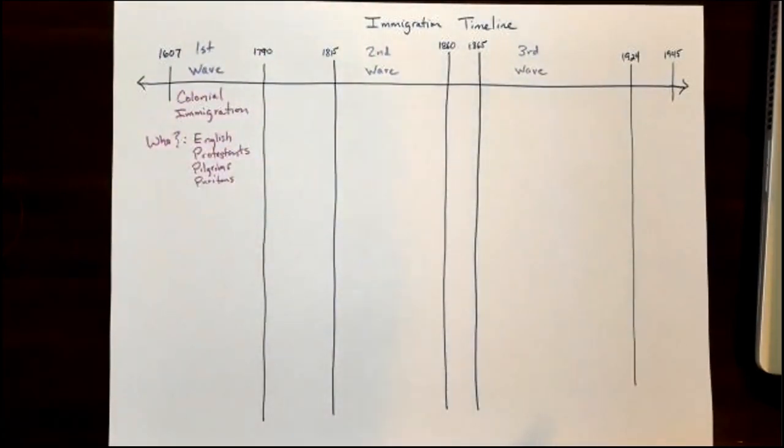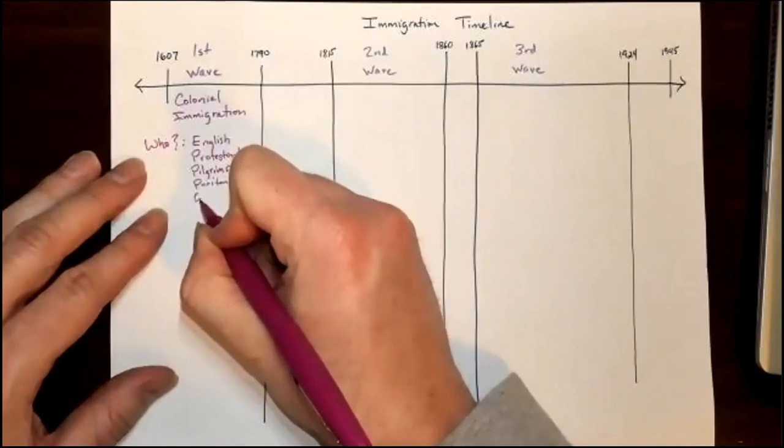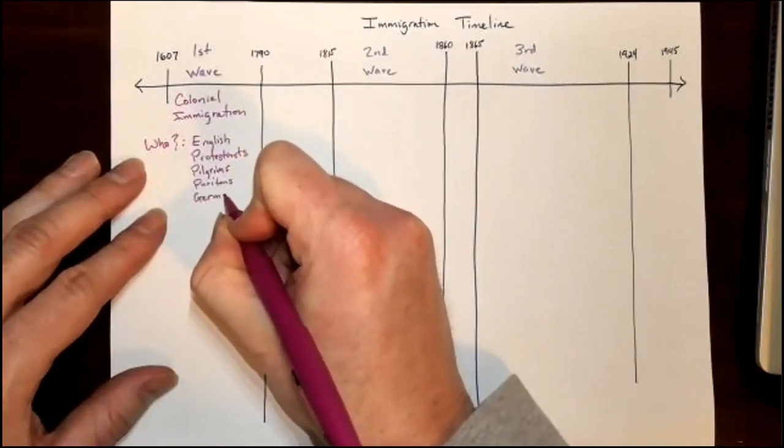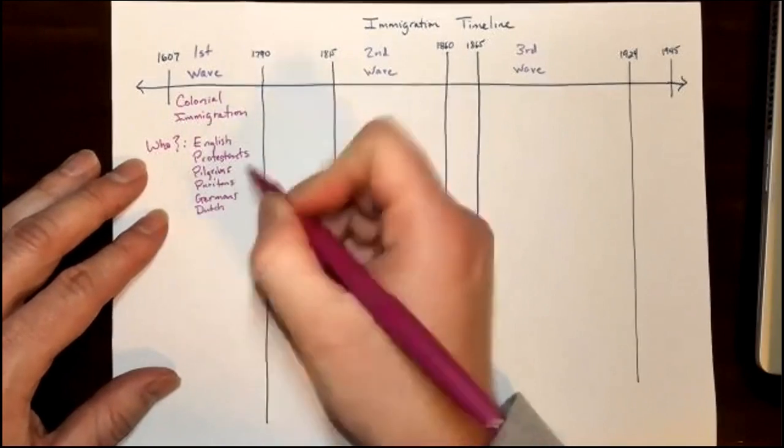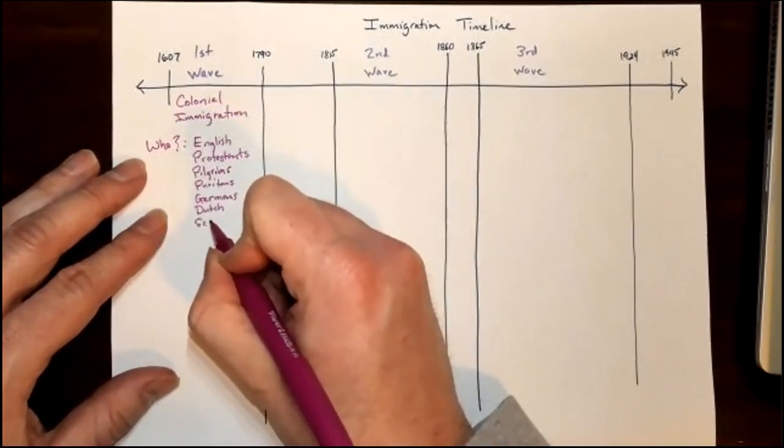You've got other countries that are coming as well. Some of the other groups are Germans. You've got Dutch. You've got Scotch-Irish.